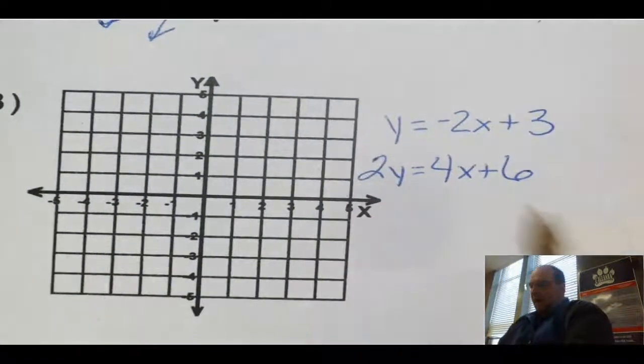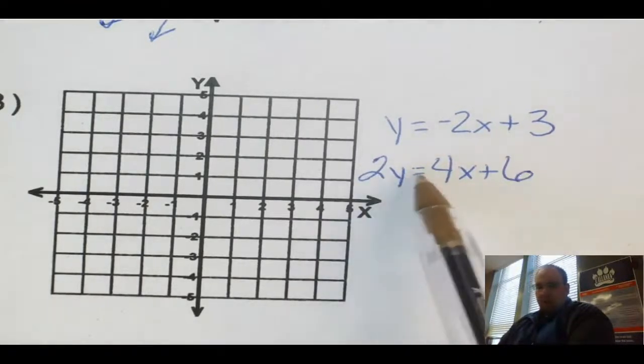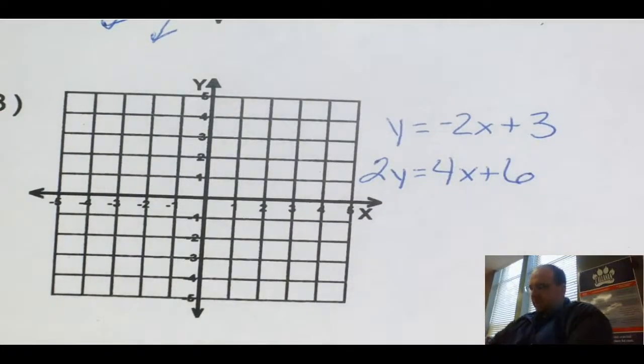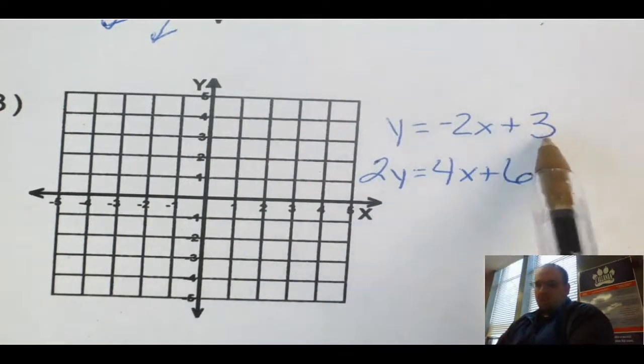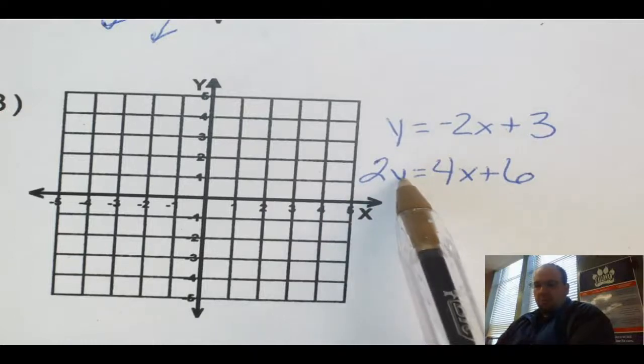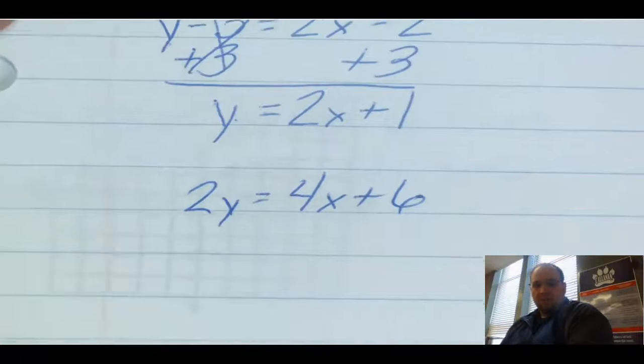So I got y equals negative 2x plus 3, and 2y equals 4x plus 6. So again, I noticed that this one is in slope-intercept form. This one is not in slope-intercept form, so I need to change it into slope-intercept form. So what I'm going to do is copy it down on a piece of paper. 2y equals 4x plus 6. Double check to make sure that was the right equation.